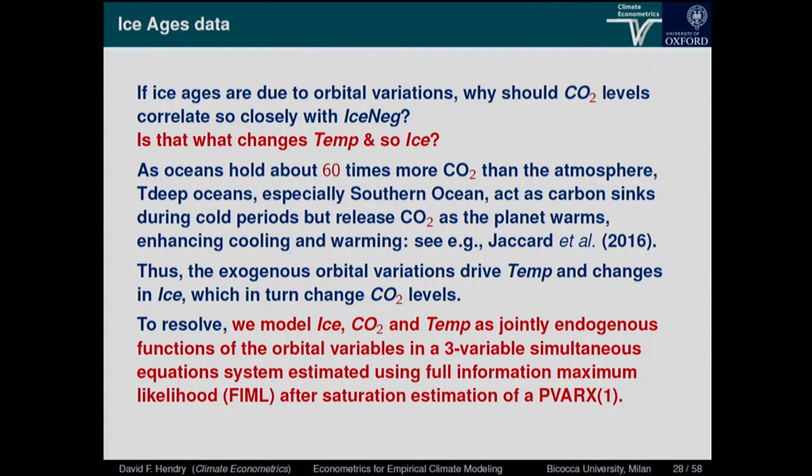So we treat the orbitals as exogenous. They're going to drive temperature and changes in ice, and that in turn changes CO2. And to resolve this, we need to model it as a simultaneous equation system, with ice, CO2, and temperature jointly endogenous, treating all the orbital variables in our nonlinear functions as inputs, with lags to pick up the inertial dynamics, because if you've got 10,000 miles of ice 2 miles deep, it's not going to vanish in a short period of time, so the dynamics are going to matter.